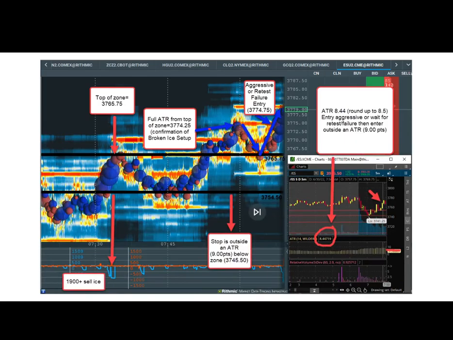And then this is an example of how you would use this with your SI indicator setups, which you have learned in the other videos on how to draw these zones. You see here, this was almost 2,000 sell ice, 1,900 sell ice, back-to-back spikes there. I drew this zone incorporating that, and the top of the zone here is 37.65. The bottom of the zone is 37.54 1/2. I had to draw these in manually because I covered the prices with this chart.